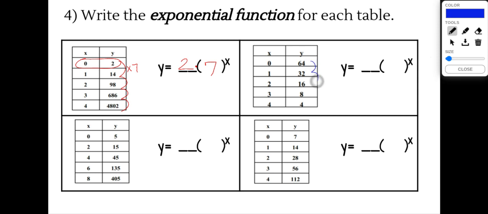So looking for the pattern. Okay, maybe you're seeing it. I'm going to circle when x is 0. That's the y-intercept. So y-intercept is 64. That's my a value. And then I'm going to multiply that by what? So what am I multiplying by every time as I move along my pattern? 64, 32, 16. Do you see how it's taking it in half?